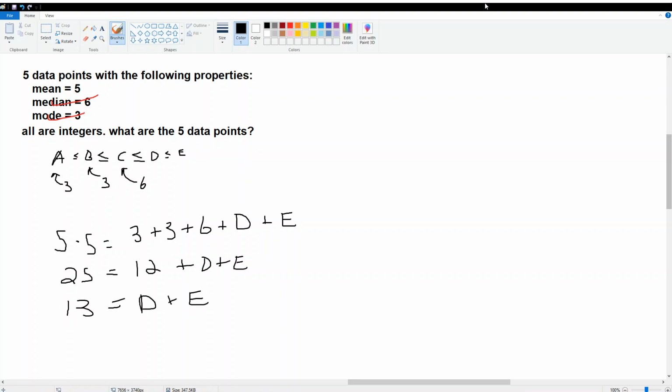Now you might say, see, you screwed us. What the hell do we do? Here's what we do. All data points are integers.